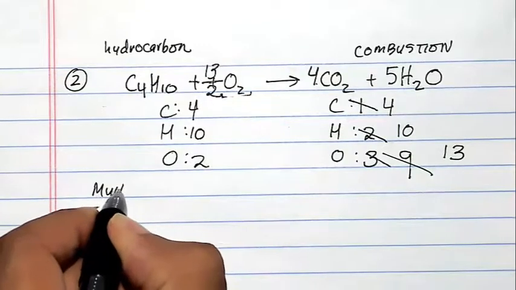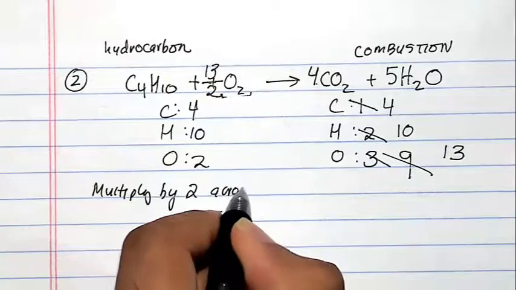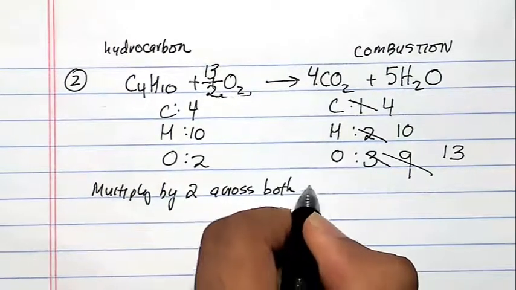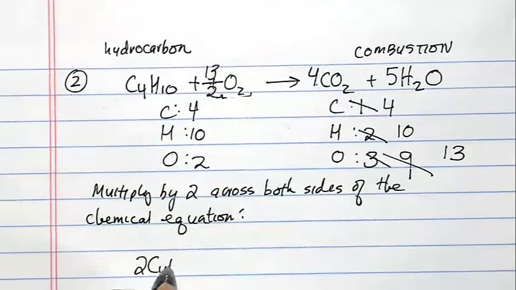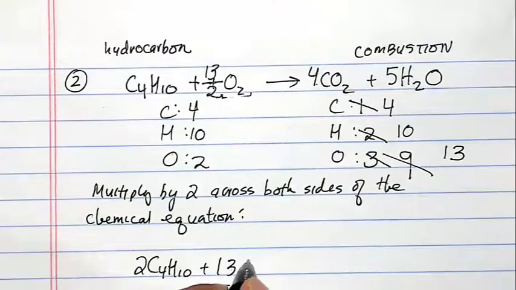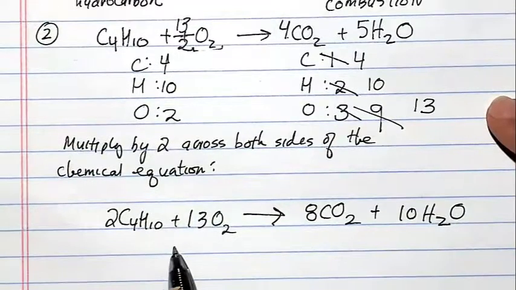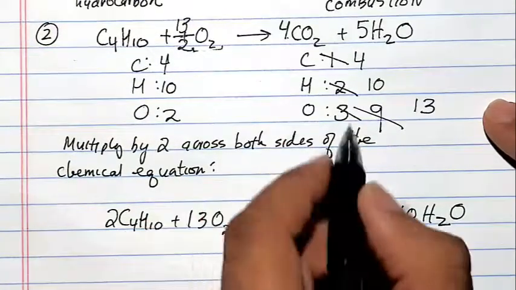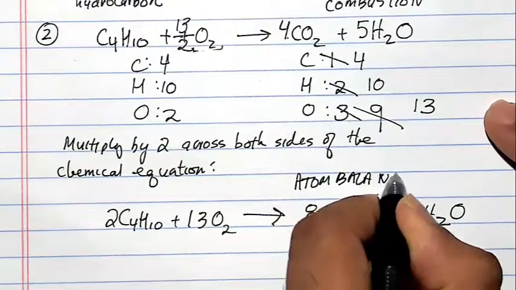So when we multiply by 2 across both sides of the chemical equation, so I'm going to multiply 2 across this equation, I'm going to get 2C4H10 plus 13 O2 goes to, or yields 8CO2 plus 10 H2O. You can always double check your work, making sure that you are atom balanced, and when you're atom balanced, that automatically infers that you are mass balanced.